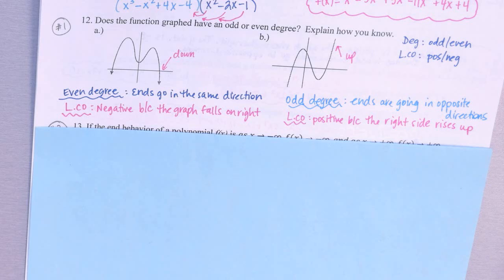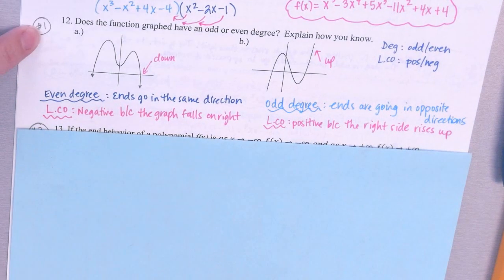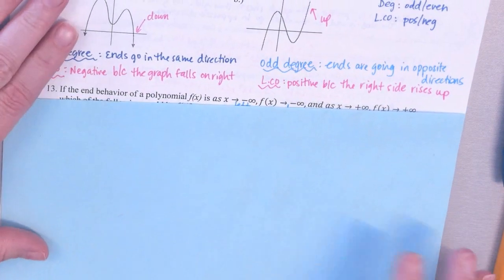I said rises up. So something you might want to write on your note card is that the rule is if the degree is odd, they go the opposite direction. If it's even, they go the same direction, the ends. And then the leading coefficient tells you if it's positive, it goes up on the right, and if it's negative, it goes down on the right. So remember, it's always about that right side. That's what it's going to tell you about the graph. Okay, so that's your number 1.